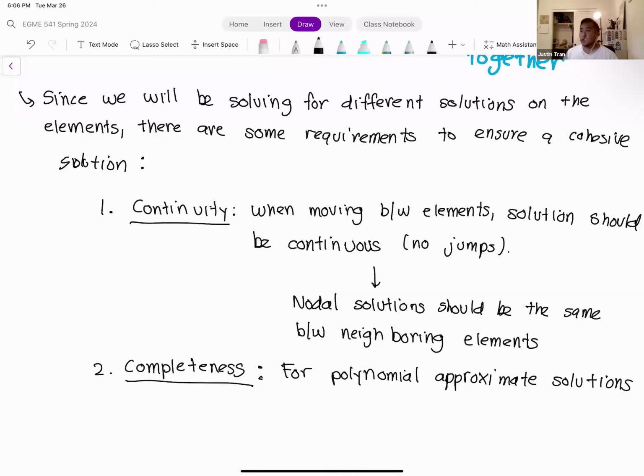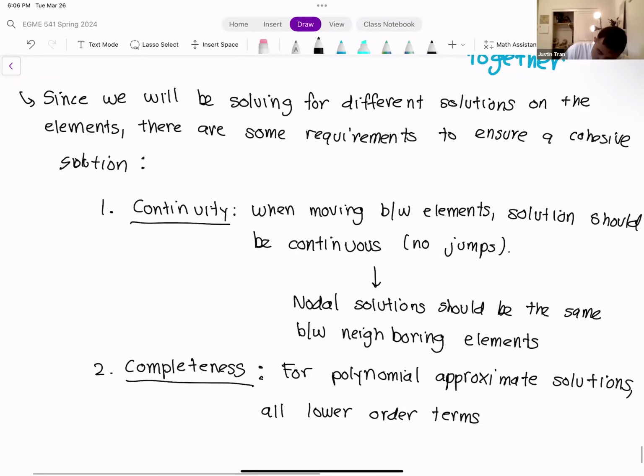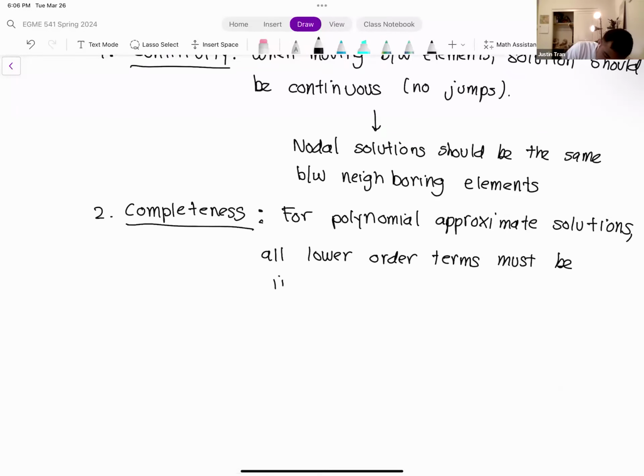We're going to assume polynomial approximate functions. And so for polynomial approximate solutions, a complete polynomial means that you should include all of the lower order terms, right? Of course, the order of a polynomial is defined by its highest order term, but in order for the polynomial to be complete, you need to include all the lower order terms as well. And you've already kind of seen this in our example, right?